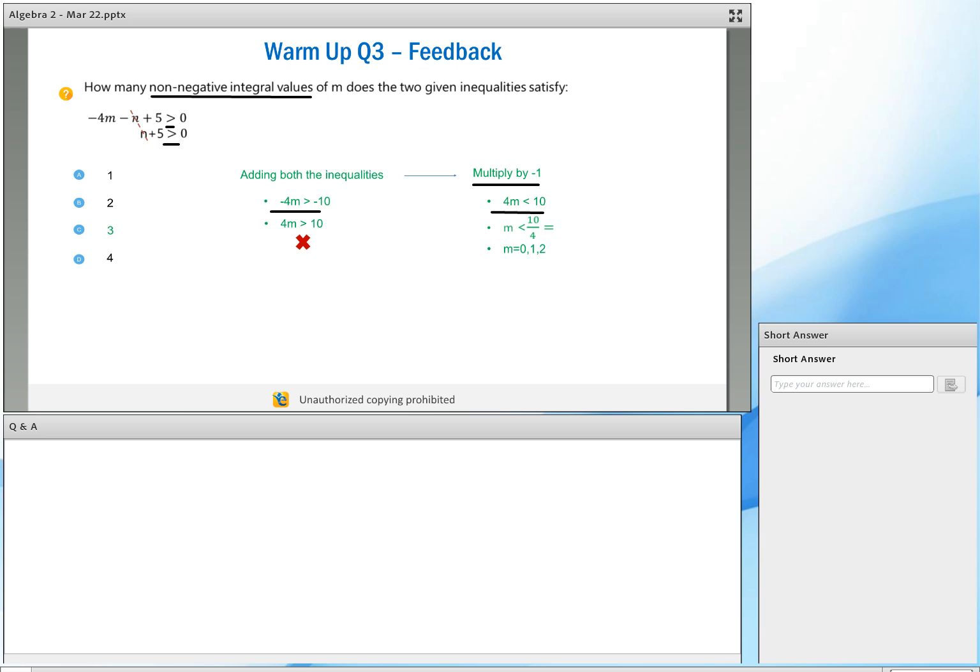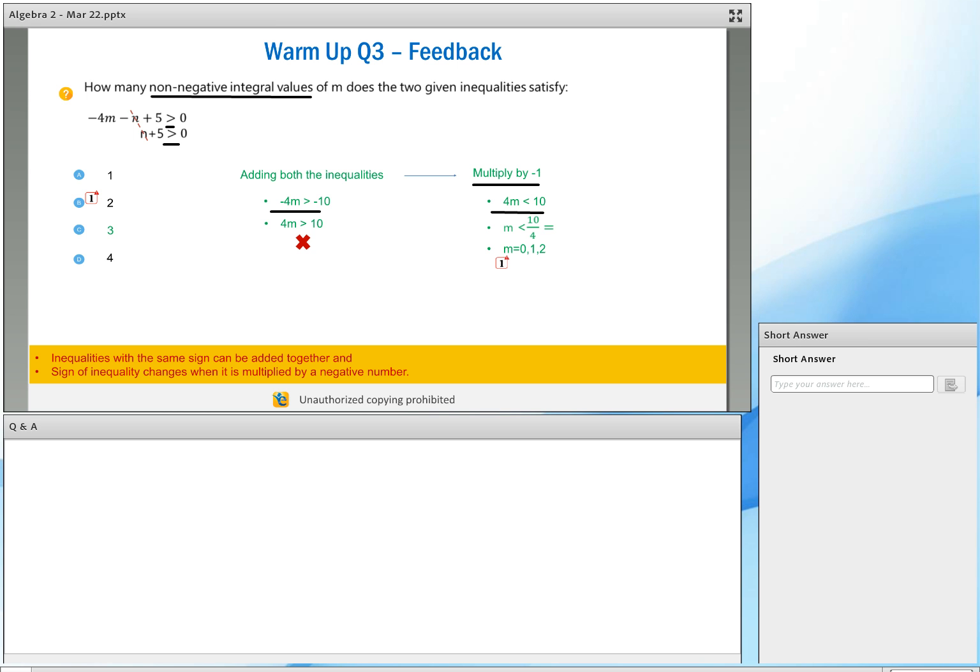than 10, means m is less than 10 by 4, which means when you think about non-negative integral values, 0, 1, and 2 are non-negative integral values. And so the correct answer really is choice C, which is that there are three non-negative integral values.